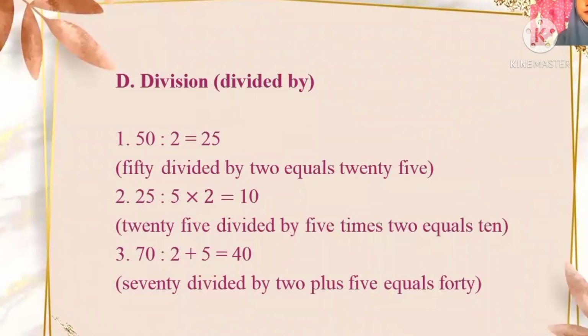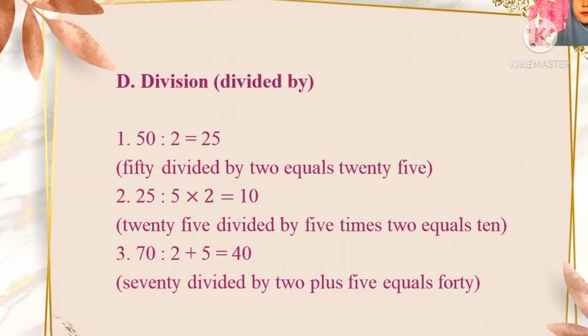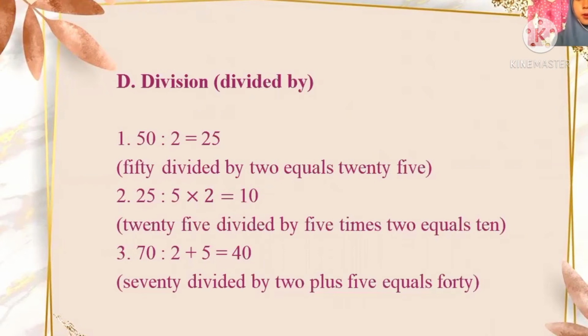Division. Read, divided by. For example, 50 divided by 2 equals 25. 25 divided by 5 times 2 equals 10. 70 divided by 2 plus 5 equals 40. Next slide.